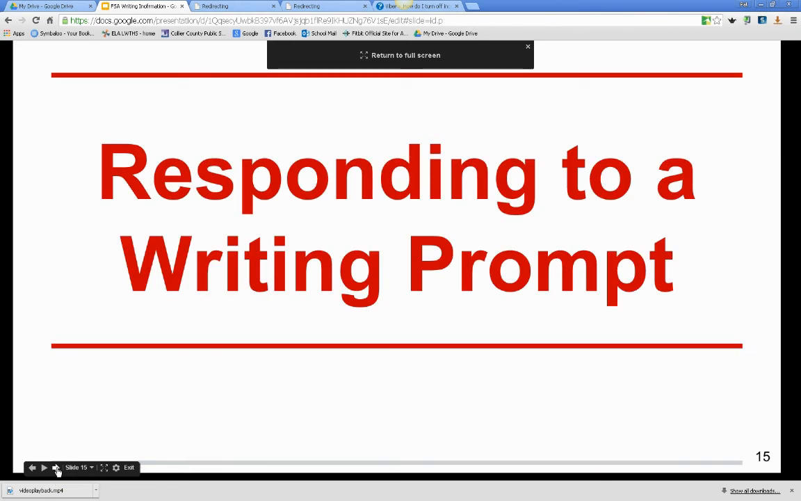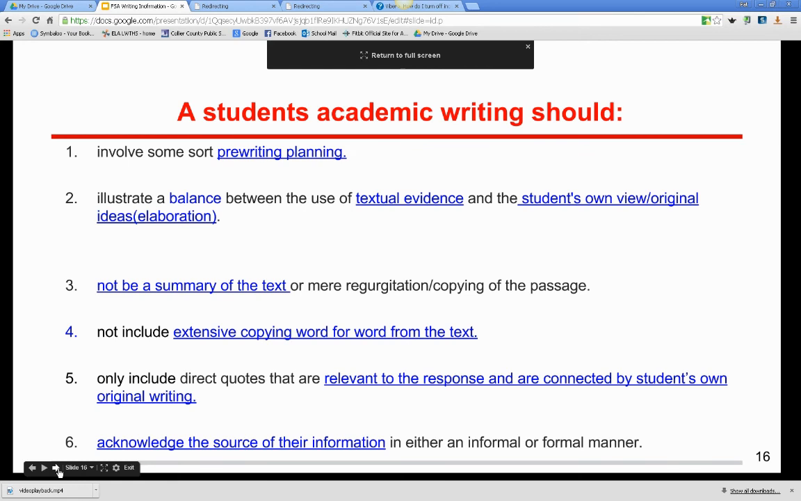So let's see how students should be responding to a writing prompt. In their academic writing, they need to have some kind of pre-writing plan. Students really need to sift together all the information that they've gotten from their sources before they start writing. It's not going to be the same type of plan for each student. Some people like outlines, some people like bubble maps. Whatever it is, a student needs to have a plan.